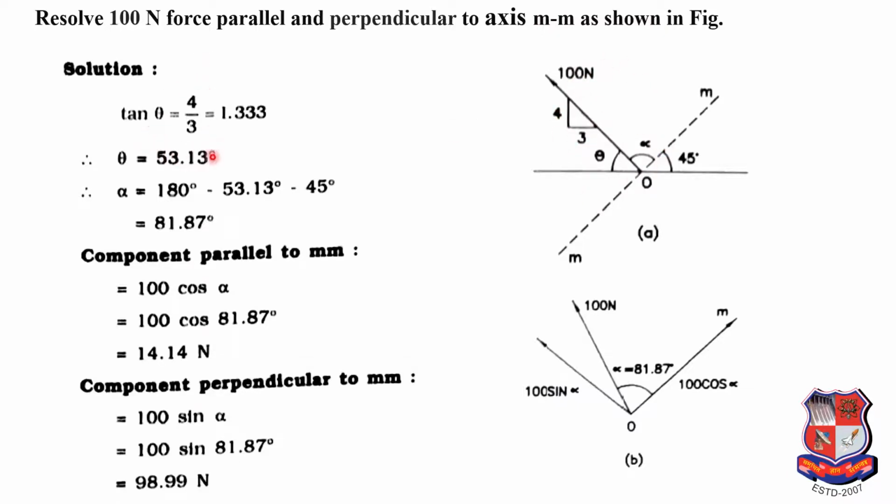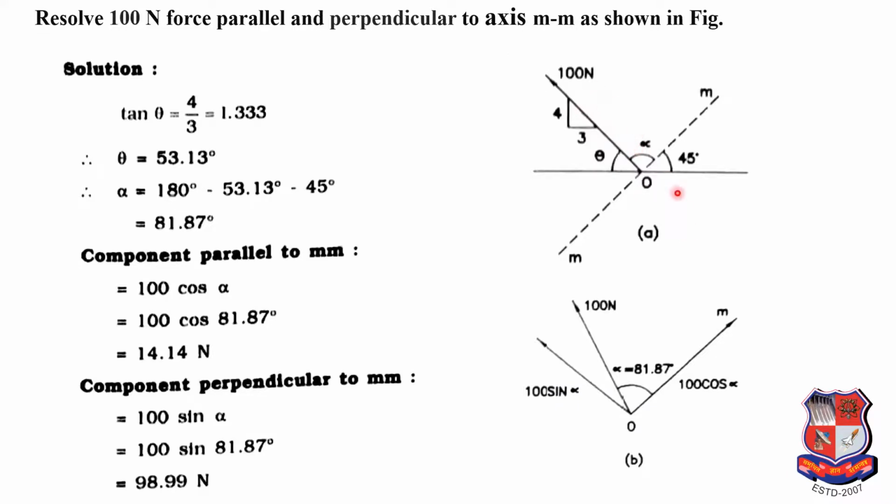tan theta is equal to 4 by 3, which is 1.333. So theta is equal to tan inverse 1.333, so theta will be 53.13 degrees, and alpha will be 180 minus 53.13 minus 45. So you can get alpha as 81.87 degrees. Now if we go for the component parallel to MM, then what will that be?